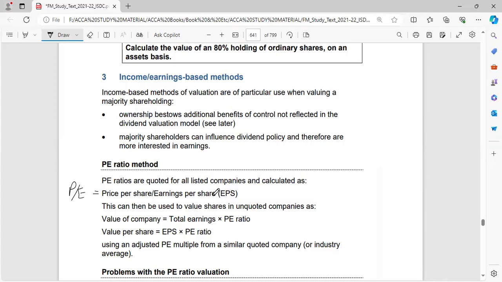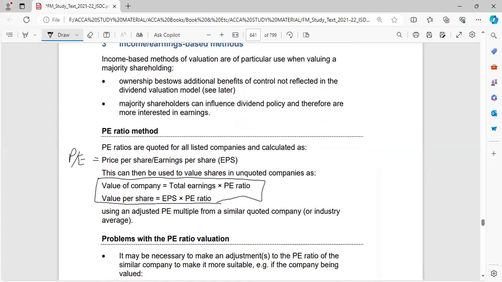Now, in this case, you are not required to calculate the price earning ratio. You are required to calculate the value of the organization or the share price of the organization. If you are asked to calculate the value of the company, as I told you at the start, value of the company means market capitalization, where we multiply our total earnings with the price earning ratio, or we multiply the earnings per share with the price earning ratio.